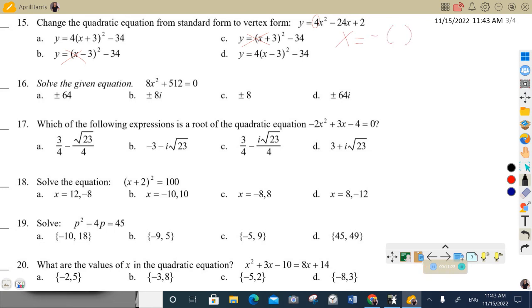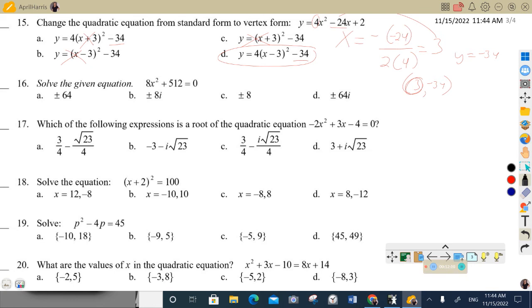Negative b over 2a. b is negative 24. a is 4. So that's 24 over 8, which is a positive 3. Now remember, if the x value of the vertex is 3, and then we find the y value, which if you plug 3 back in here and solve for y, y is equal to negative 34, which we should already know because minus 34, that's the y value on all these. But if the x value of the vertex is 3, we don't put positive 3 in the parentheses. We put minus 3. You do the opposite.